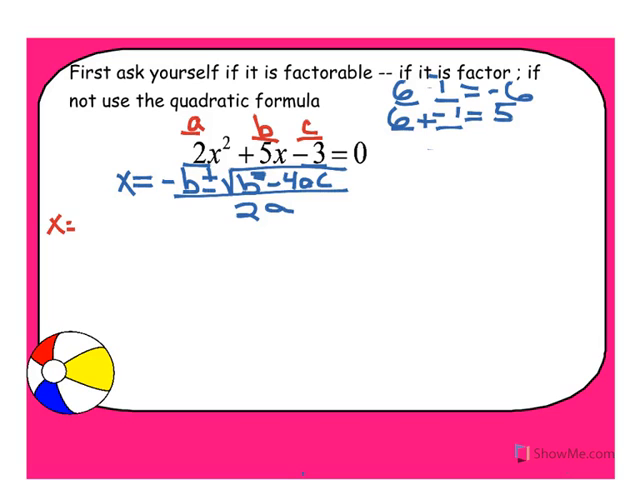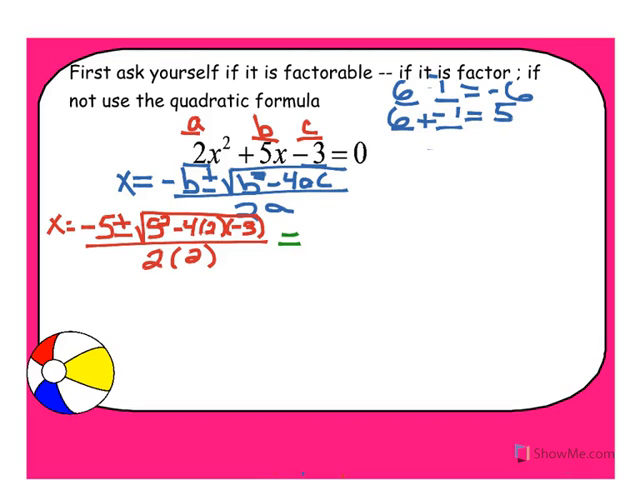X is equal to negative b, so negative 5, plus or minus the square root of b squared, which would be 5 squared, minus 4 times a, which is 2, times c, which is negative 3. Don't forget, that's all over 2a, 2 times 2. So that's how we start by setting up. I'm going to move to the side this time.